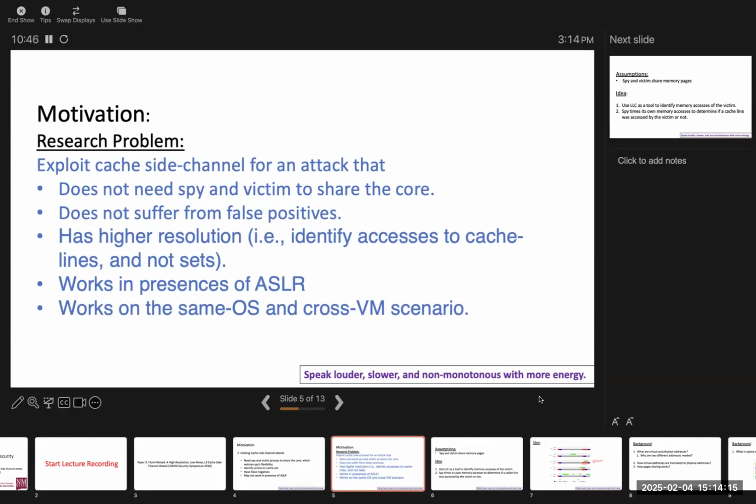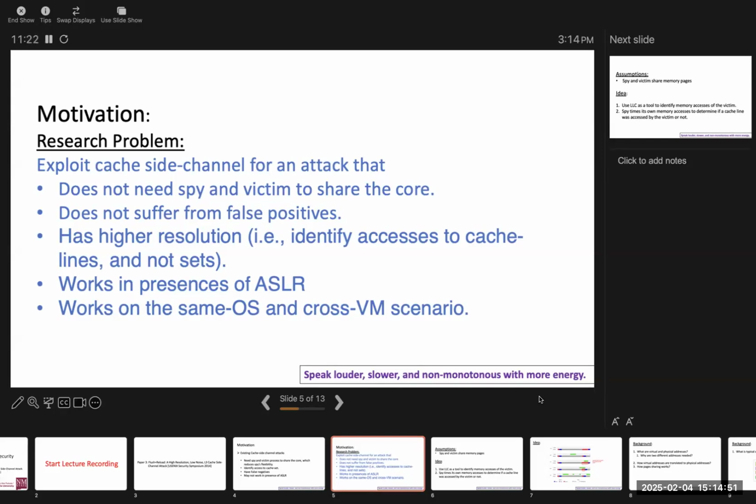So it does not need the spy and victim to share the same core. As long as the spy and victim are running on the same processor, their attack will succeed. They don't require the spy and victim to be on the same core. If they are on the same core, well and good. If not, but on different cores, the attack will still work, because they use the LLC as a side channel, not the L1 data cache or L1 instruction cache.